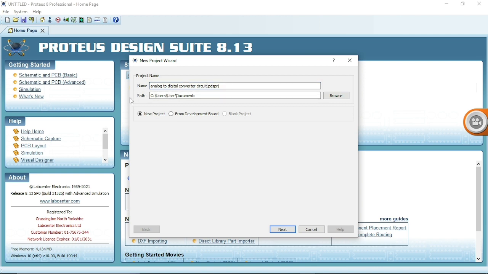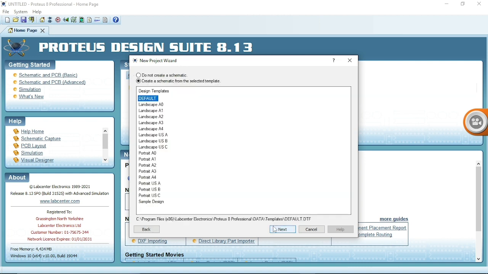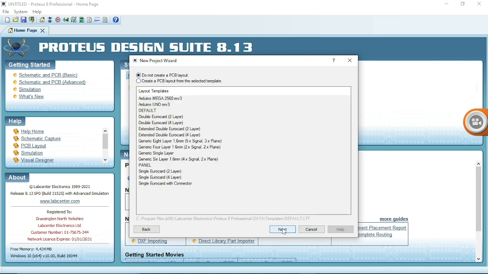And we have the path here. This path means where you want to store the project that you want to create. I will leave it by default, in documents, and this is okay by me, so I will just press next. We have the new project wizard, and under this we have two options: do not create a schematic, and create a schematic from the selected template. I won't care about this, as any edits can be made later, so I will just press next.